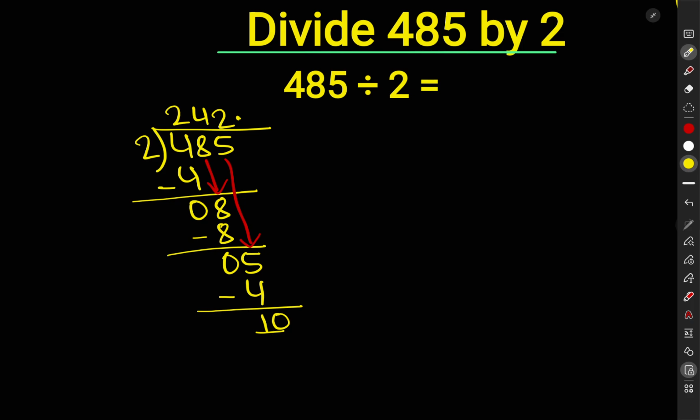So it is 10 and 2 times 5 is 10. On subtracting it is 0. So 485 divided by 2 is 242 decimal 5.